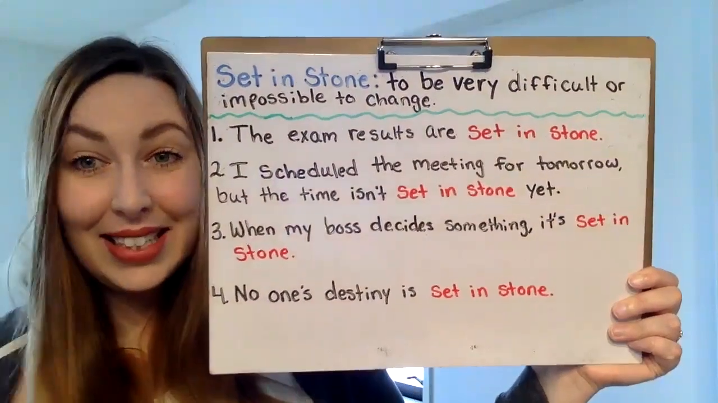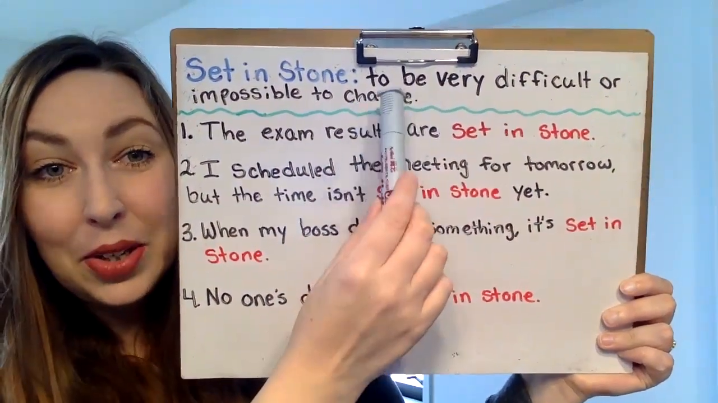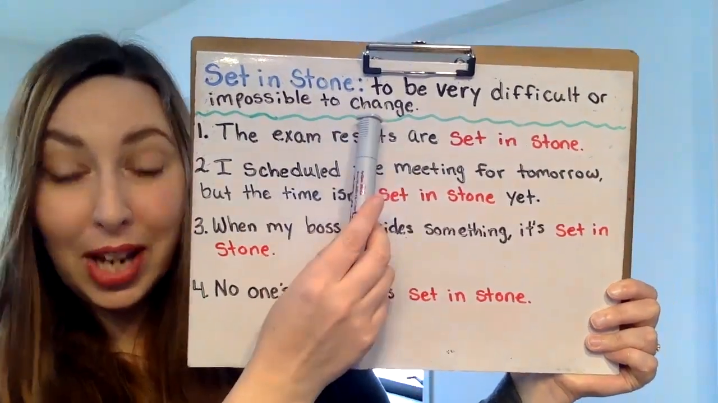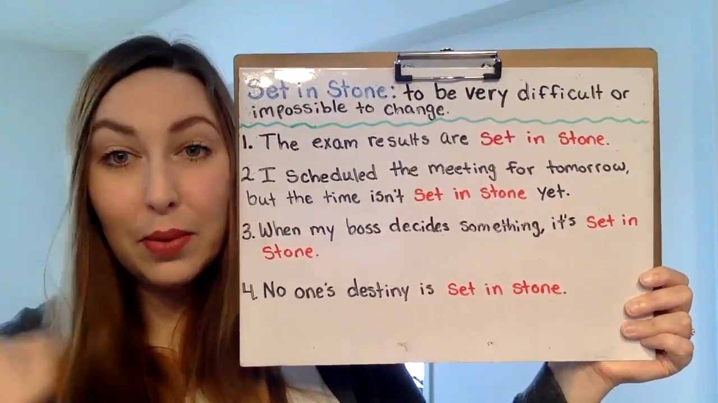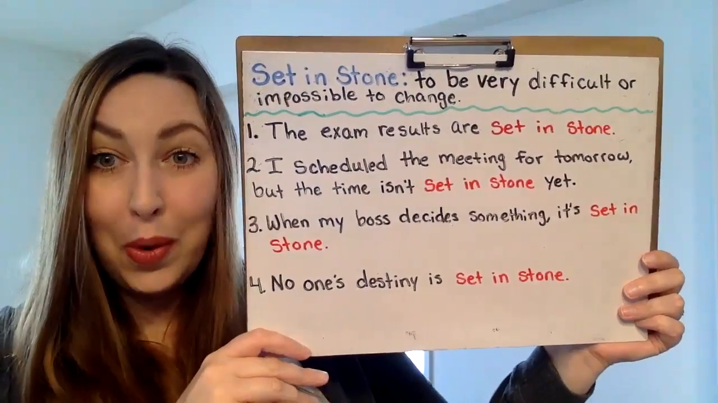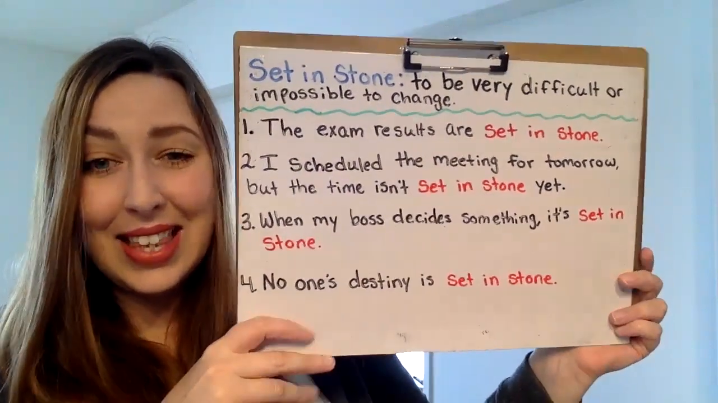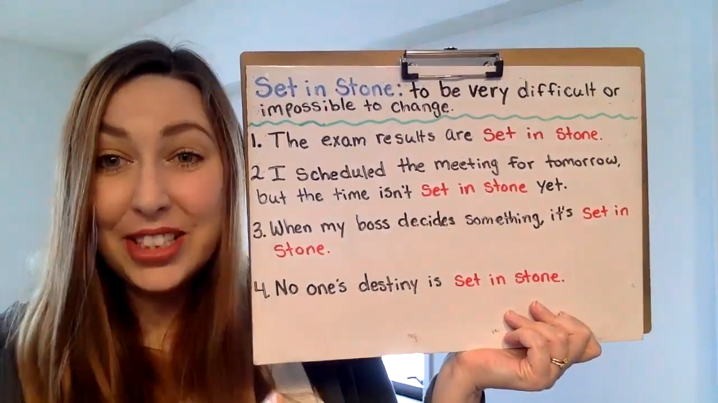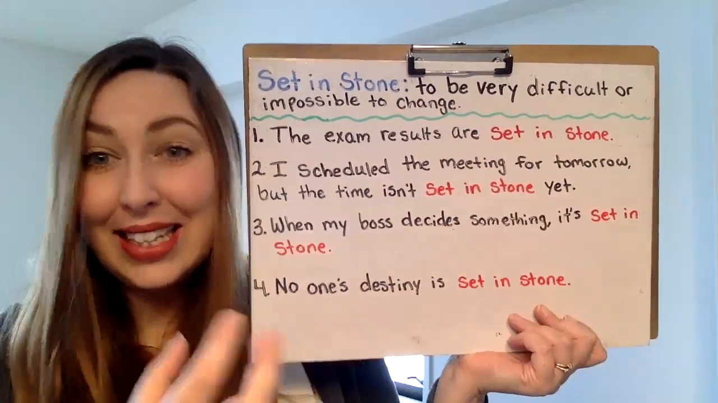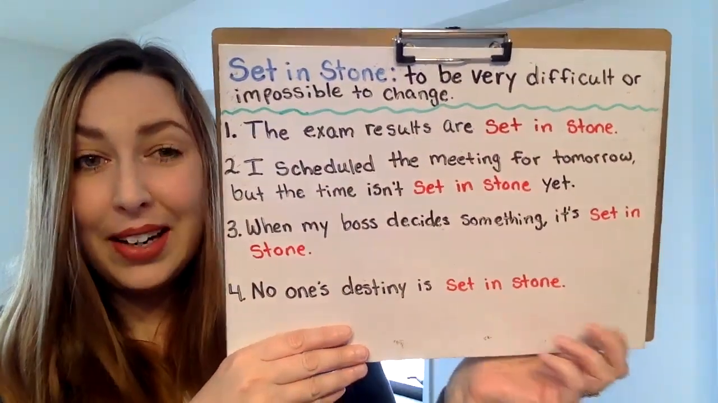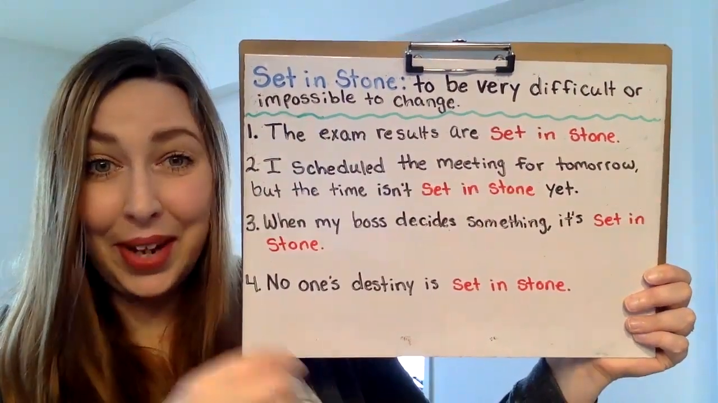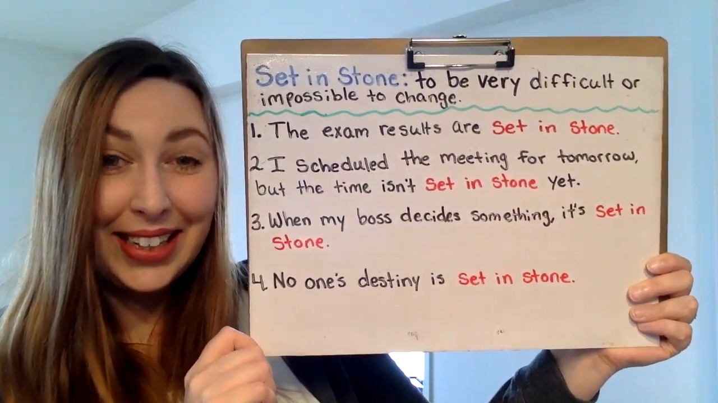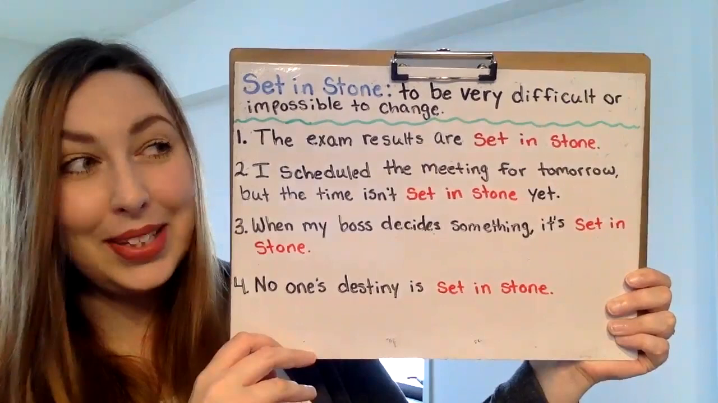Okay, so set in stone. Set in stone means to be very difficult or impossible to change, okay? So usually we use set in stone for decisions that are made and cannot be changed. Decisions, schedules, things like that, things that are pretty much impossible to change, okay? So I think the definition is fairly simple, right? What do you think? Okay, set in stone.